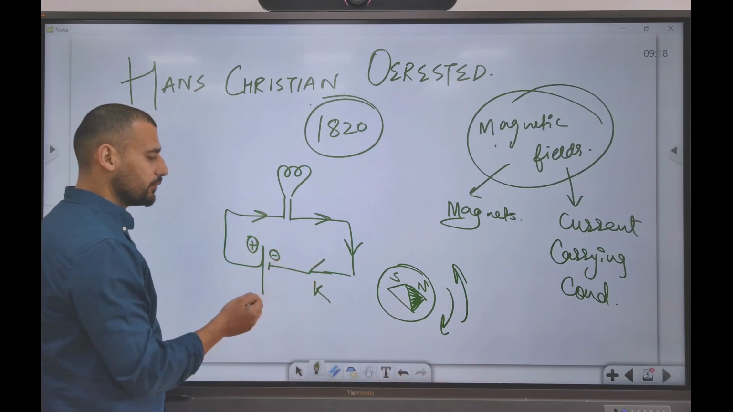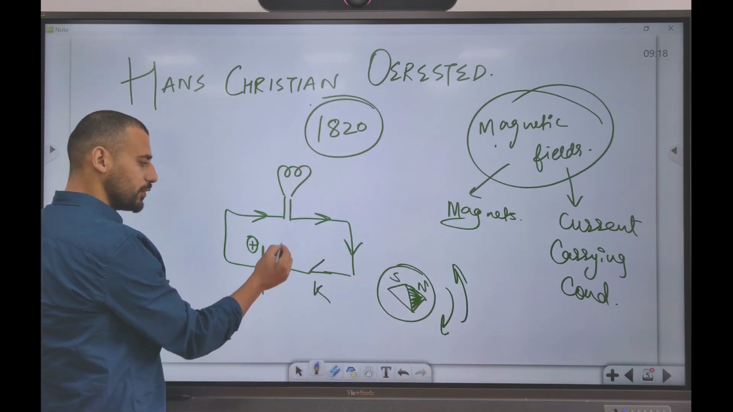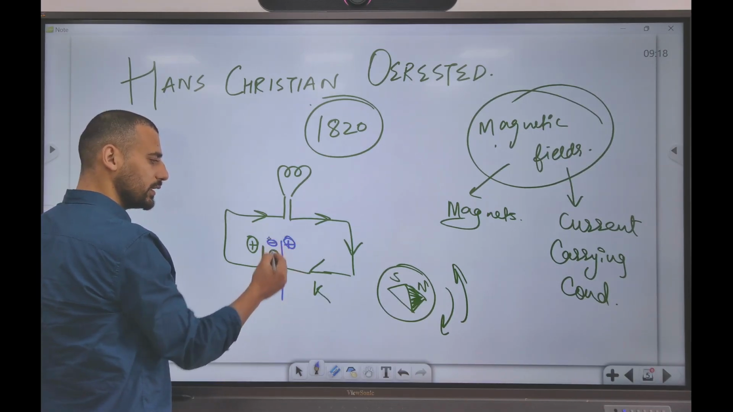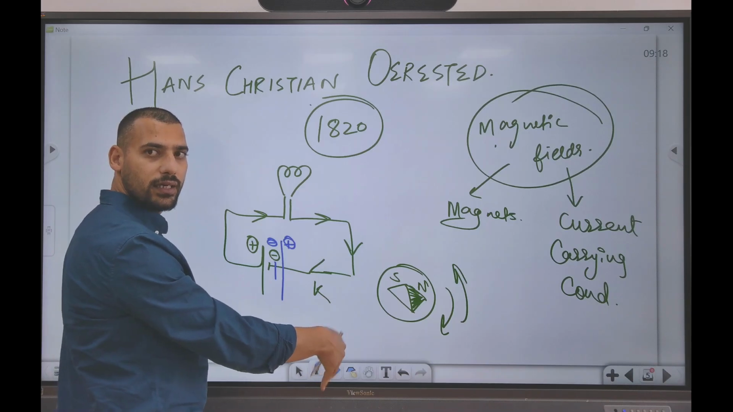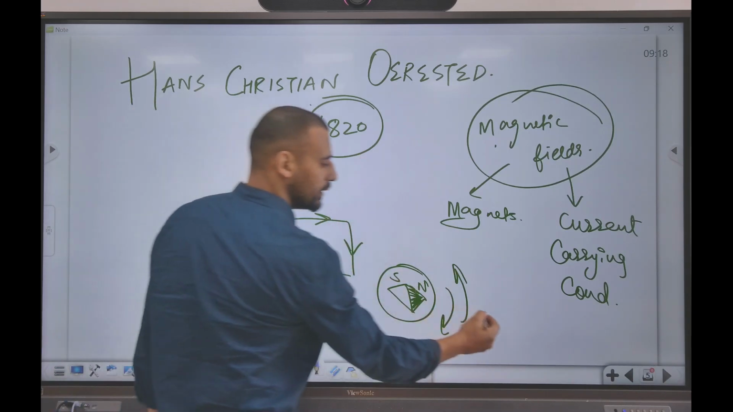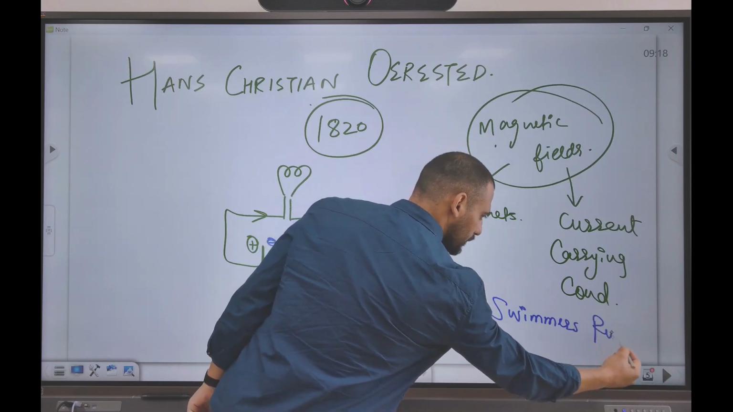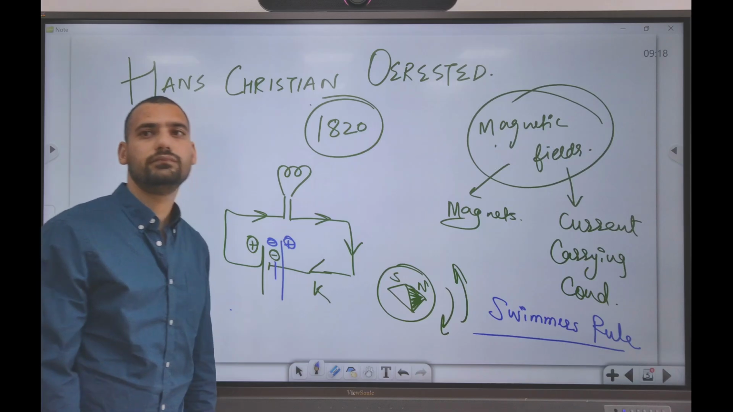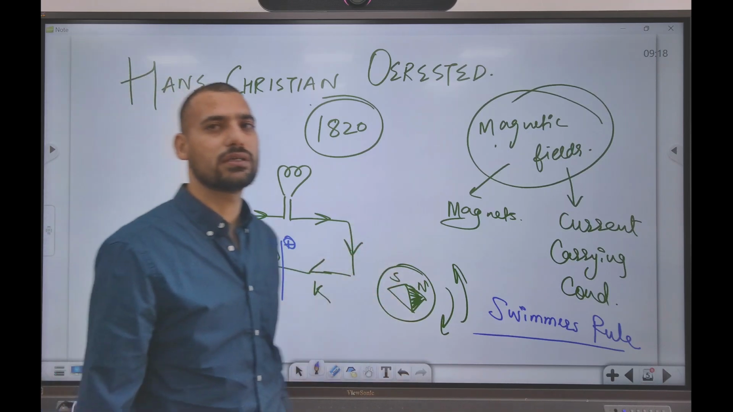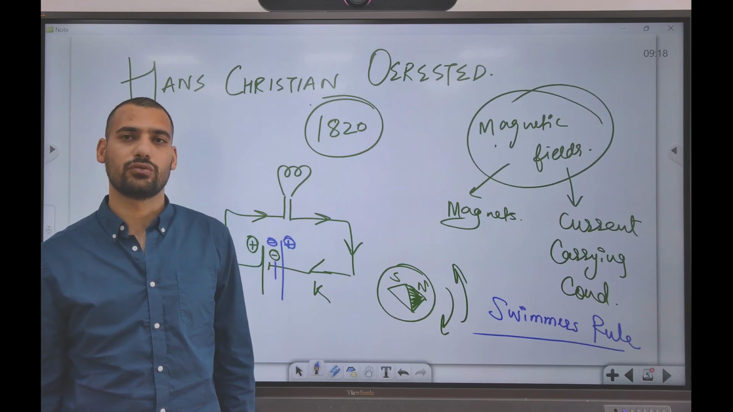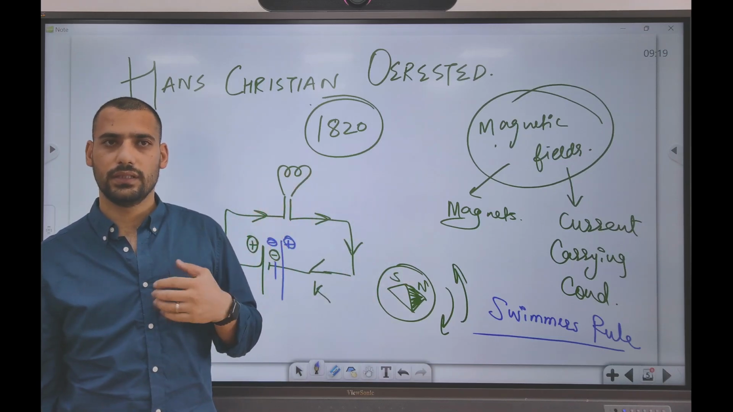And what he also observed was, when he reversed the polarity of the battery, so if this was positive and this was negative, the deflection here changed. If it was towards right in the beginning, it was towards left on the other side. And he came up with a rule called the swimmer's rule. Okay, this was the concept. I will not discuss the swimmer, so I'll directly come to the actual rule to understand the direction of the magnetic fields. Is it clear? Is there any doubt in this?